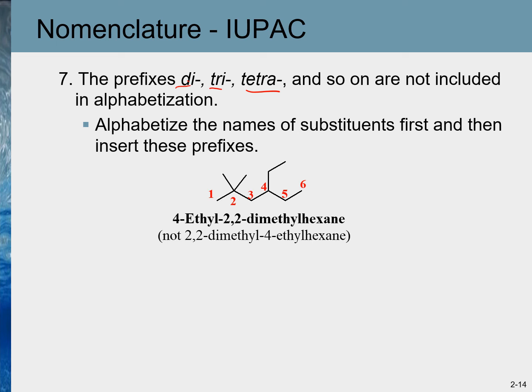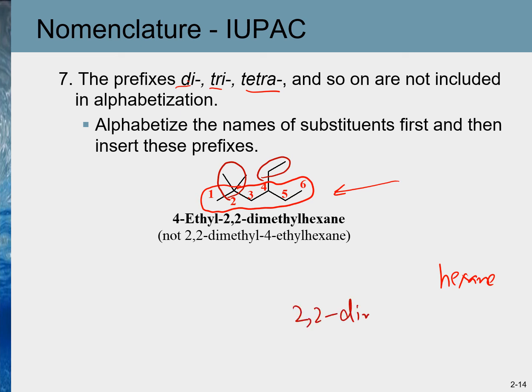So, for example, the name of this hydrocarbon is, let's first find the longest chain. So longest chain is 6 carbon, so that would be hexane, and numbering is from left hand side. So at number 2 position we have 2 methyl groups, and at number 4 position we have ethyl group. So we have a 2,2-dimethyl as one substituent and 4-ethyl as another substituent.